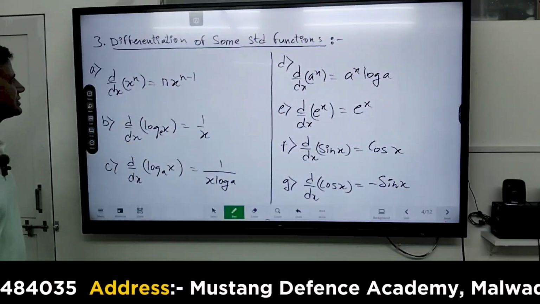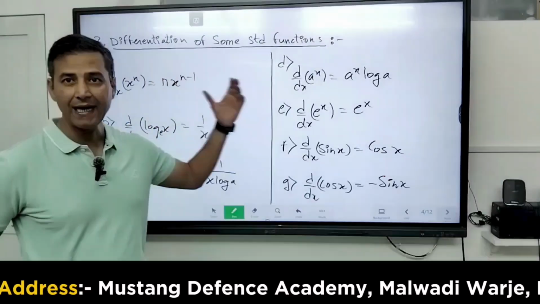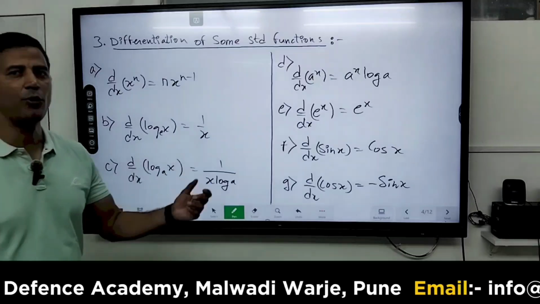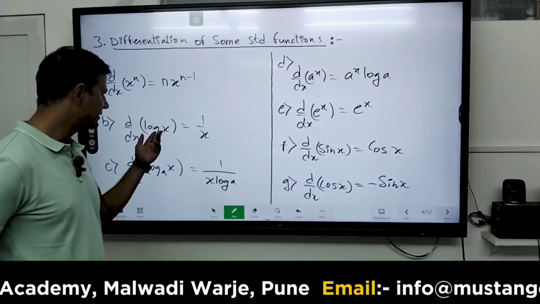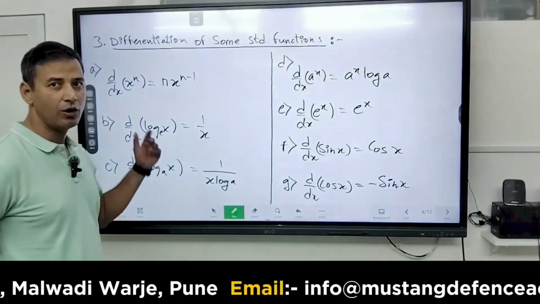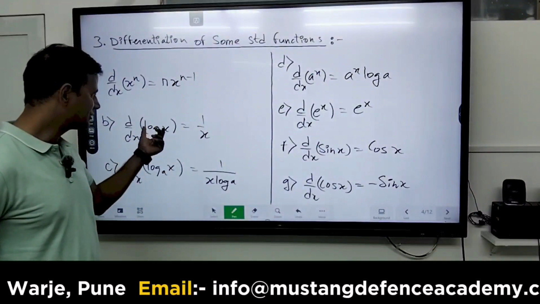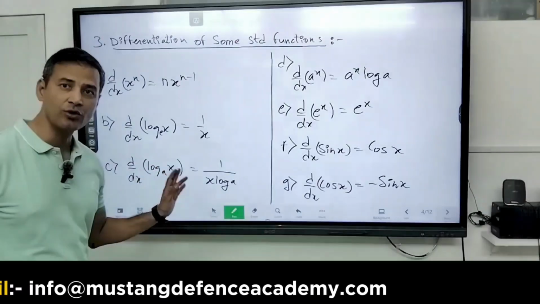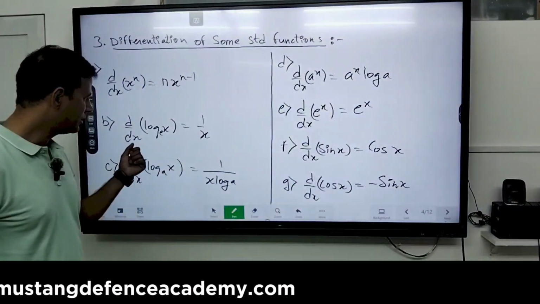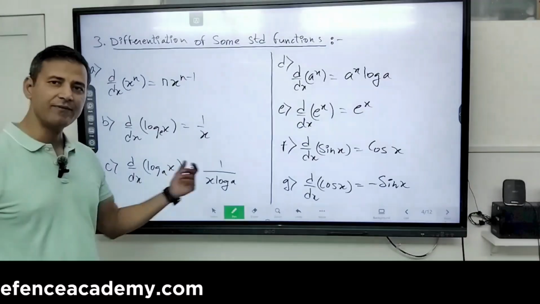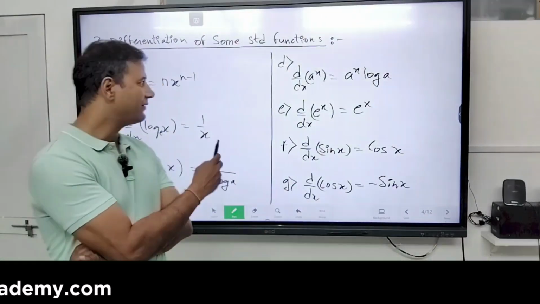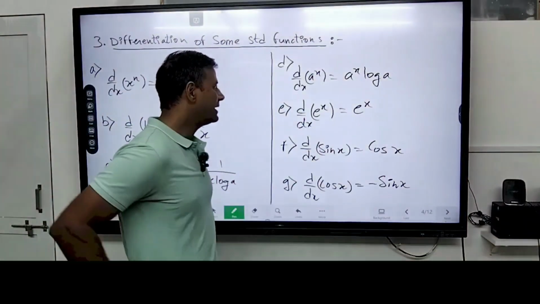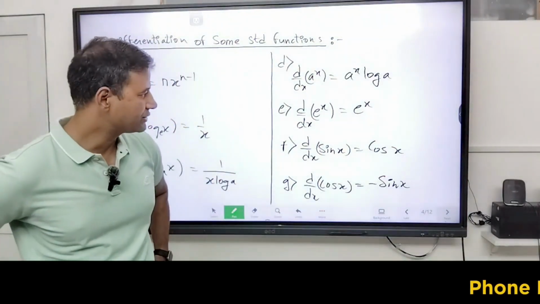D by dx of x raised to n is n x raised to n minus 1. D by dx of log x to the base e is 1 upon x. So, gentlemen, it's very important: the differential of the natural log, or ln, is 1 upon x. Differential of log of x when the log is not natural, or the log is to the base a, is 1 upon x log a. D by dx of a raised to x is a raised to x log of a. D by dx of e raised to x is e raised to x.